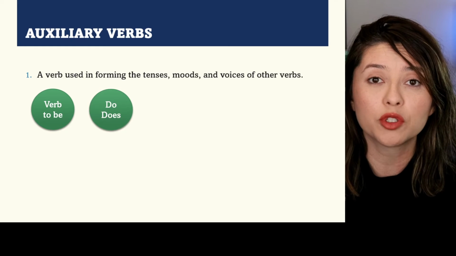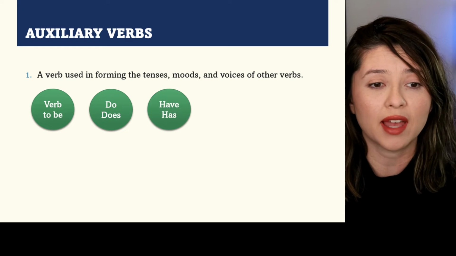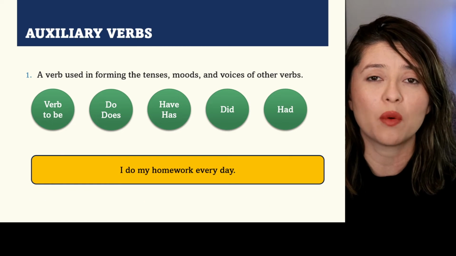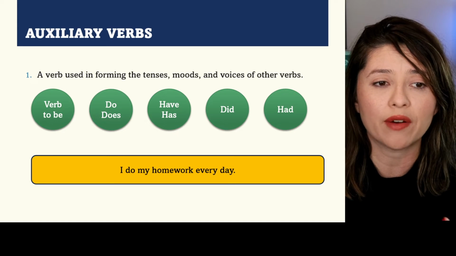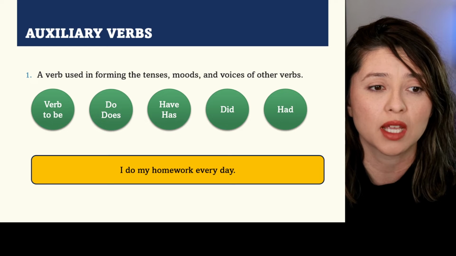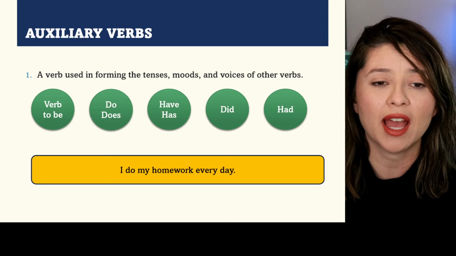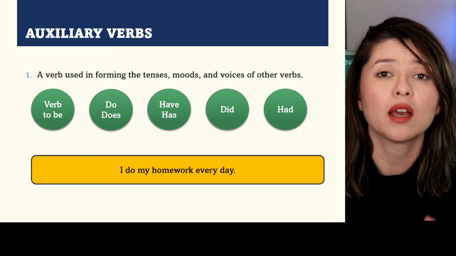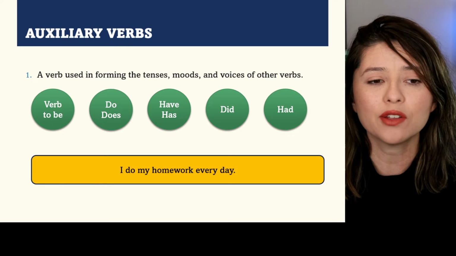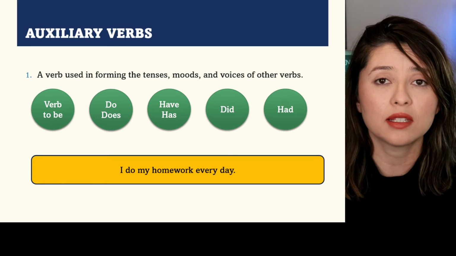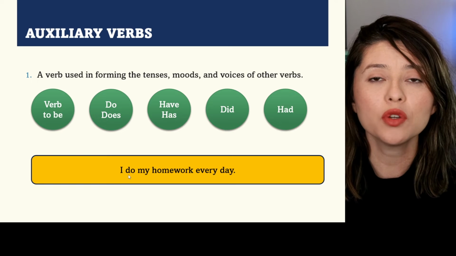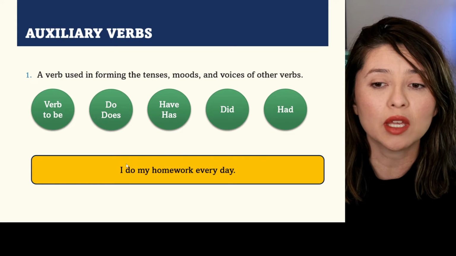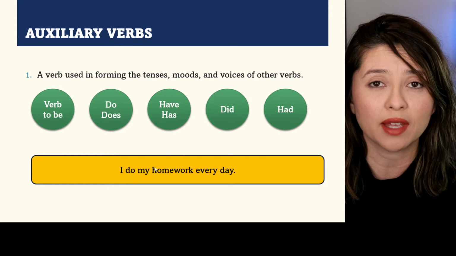And then you have the verb to be, you have do and does, you have have and has, and then you have did, you have had. But one thing that you should be aware of is that those auxiliary verbs will not always be auxiliary verbs. So verb to be, do and does, have and has, did and had, they can be auxiliary verbs, but they can also be an action verb. So for example, I do my homework every day. In this sentence we have the word do, but do here is not an auxiliary verb. It's a main verb. It's telling me what the subject, I, is doing, the action.